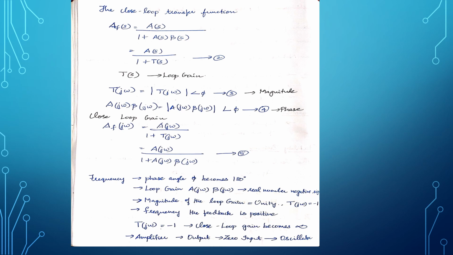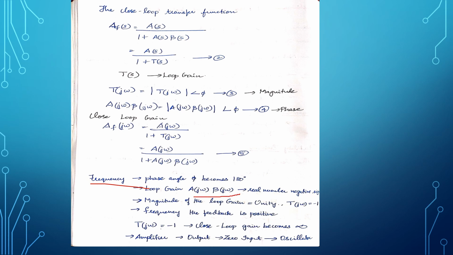Now, the closed loop transfer function is Af. We are going to express the loop gain in terms of T(s). So what is this j omega? It is the imaginary value. It gives us the frequency at which the phase angle becomes 180 degrees. Then the loop gain will be a real number with a negative sign.